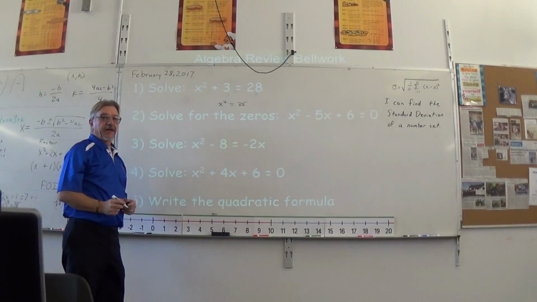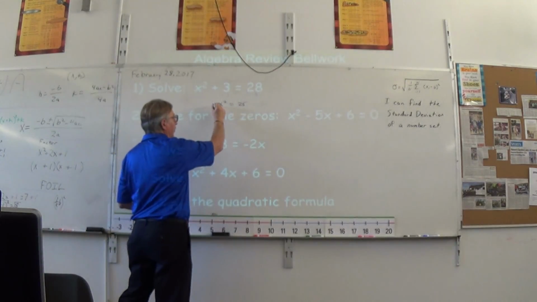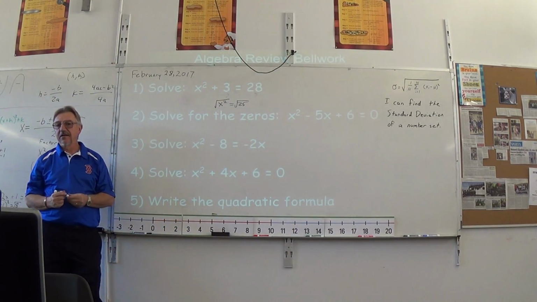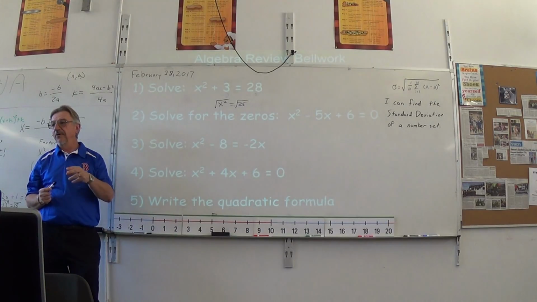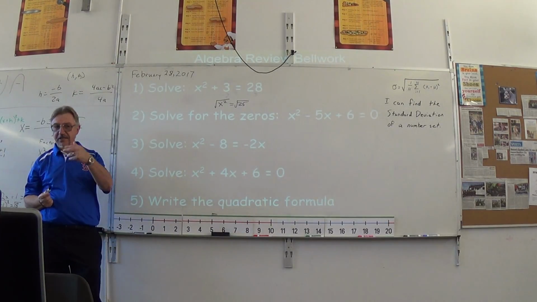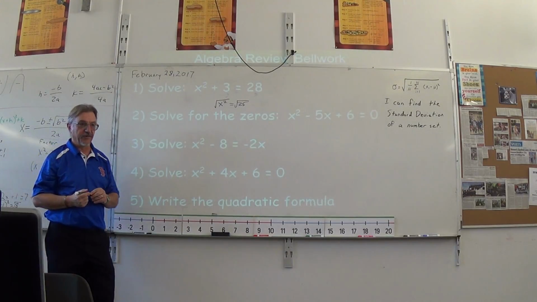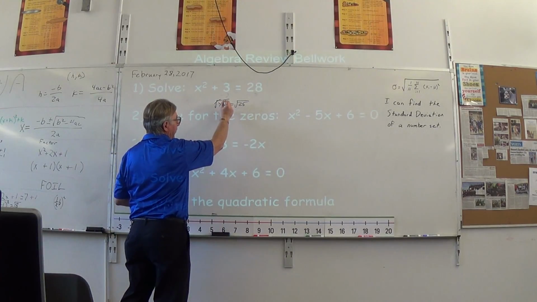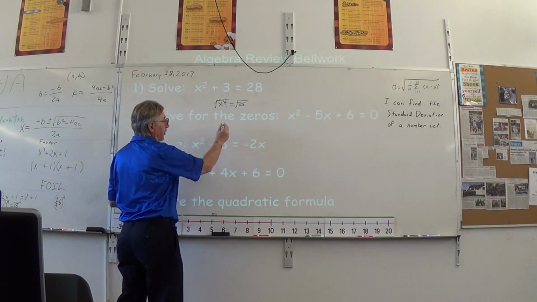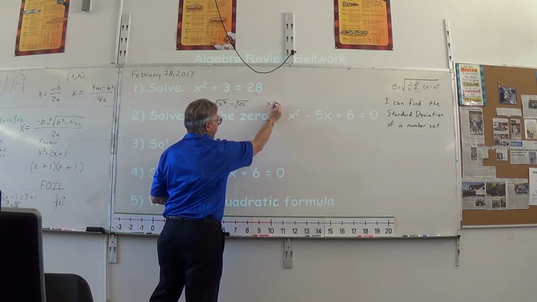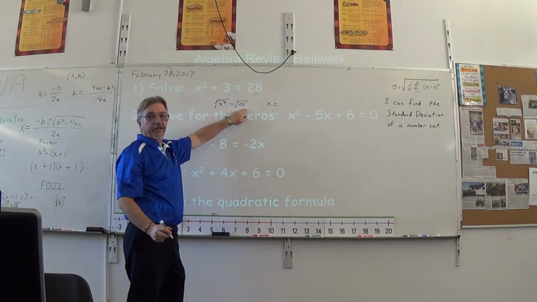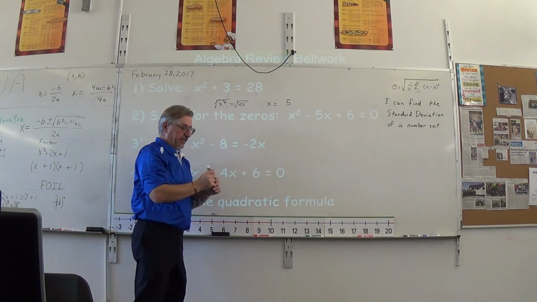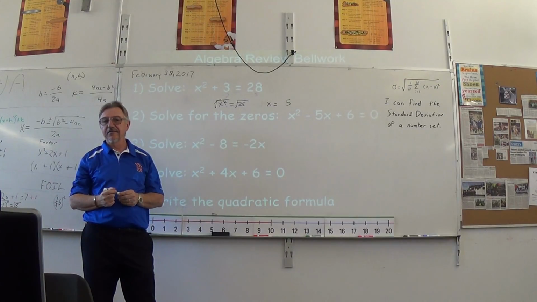X squared equals 25. So to solve for x, I'm going to take the square root of both sides. When you're taking the square root of something that's squared, the square and the square root cancel each other out, which leaves us with x equals, and the square root of 25, like David said, is 5. But is it just 5?